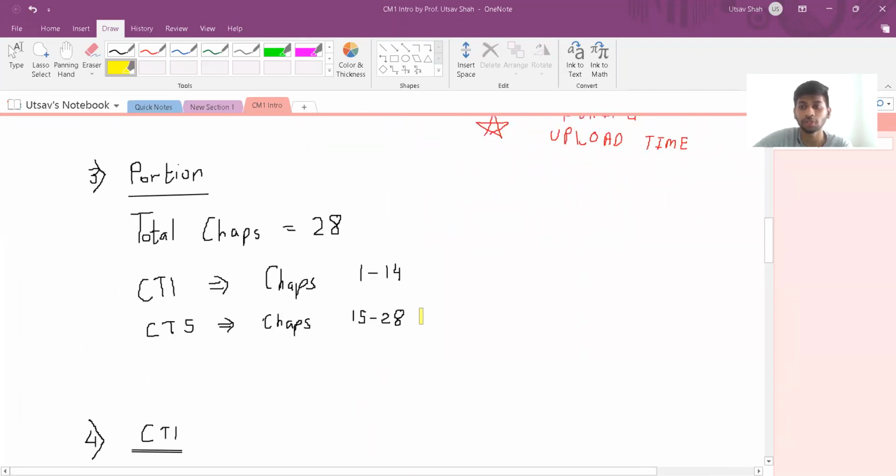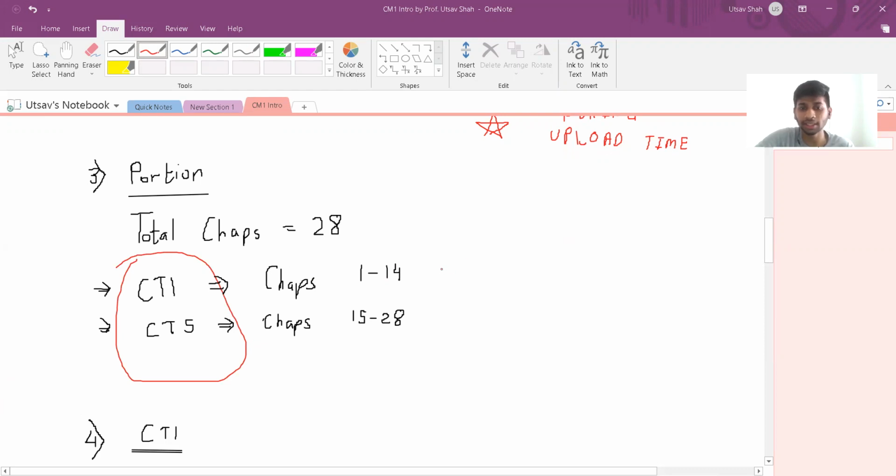What's the CM1 portion? Now most of you know that CM1 was not actually a paper like this in the old portion. In the old portion, there are two papers, the CT1 and the CT5. Now, in the new syllabus, they have combined these two papers, the CT1 and the CT5, and together it is the CM1. Okay, so now you're actually studying for two papers. But don't worry about that.